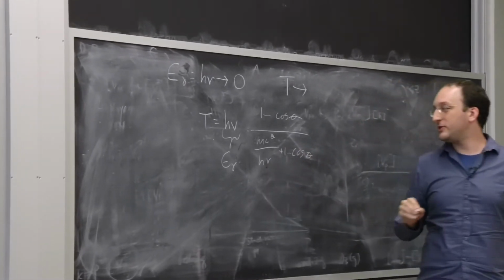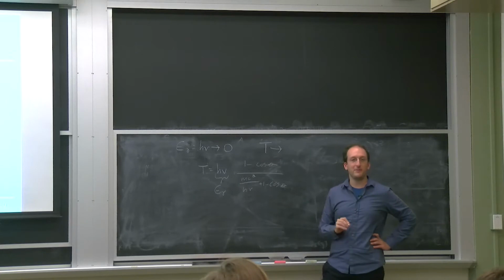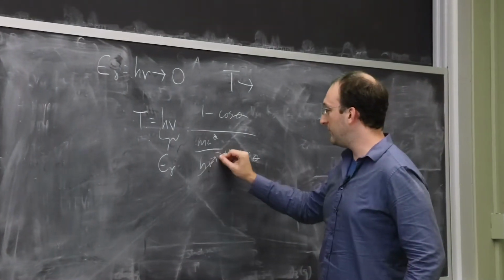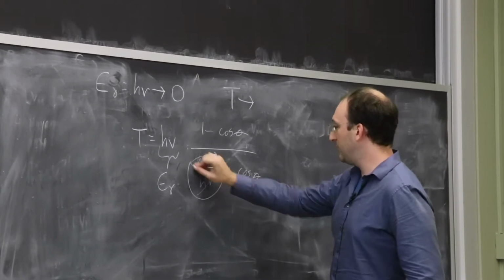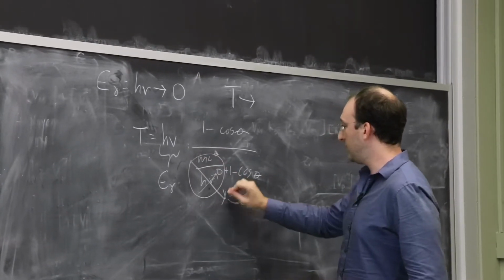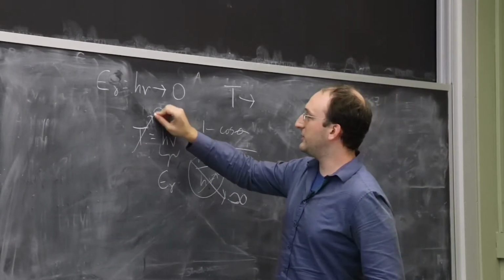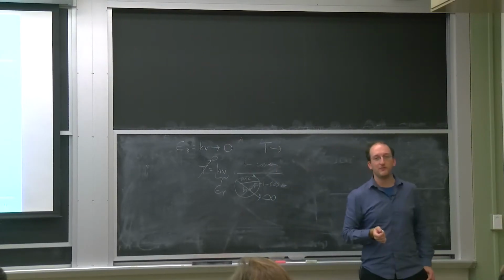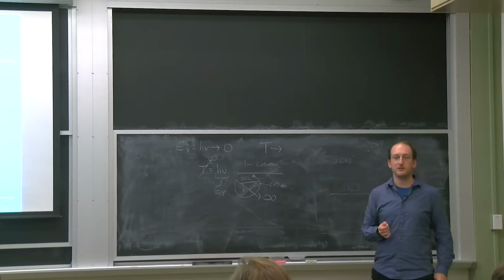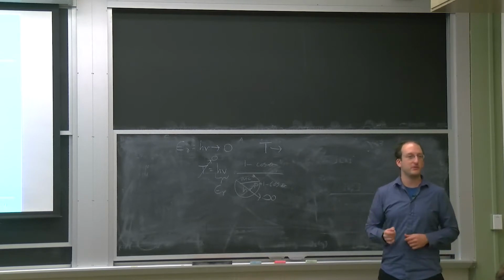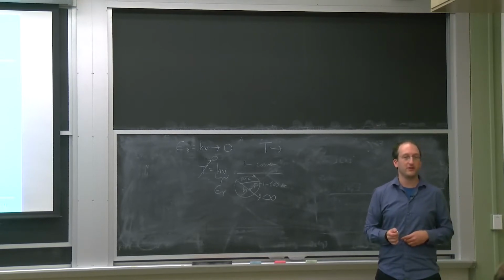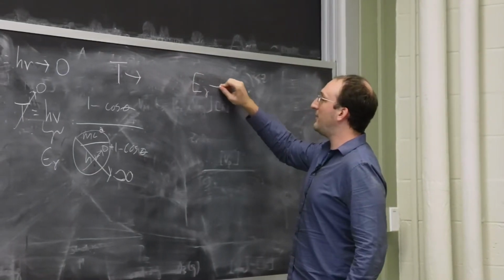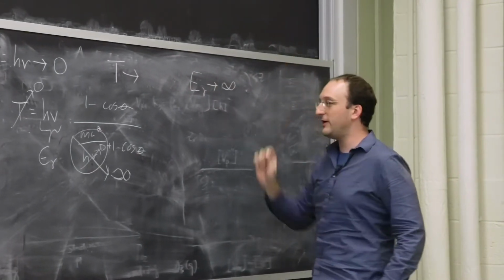As h nu approaches 0, what happens here? Yeah, h nu goes to 0. This fraction goes to infinity, and this goes to 0. Hopefully that's an intuitive explanation. If the incoming photon has 0 energy, it can transfer 0 energy to the electron. Now the more interesting case, what happens now as E gamma approaches infinity?